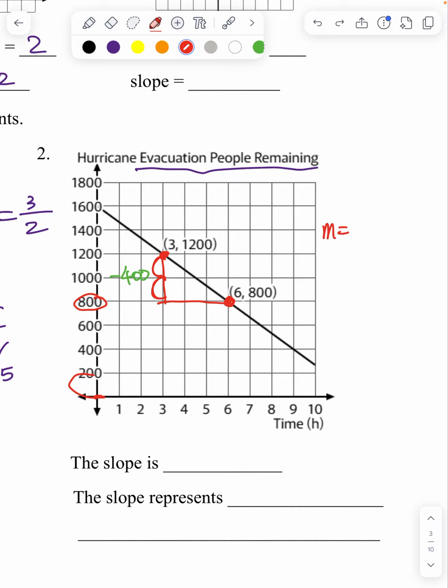Or I can put the negative in front. The slope is negative, right? Negative 400. What's the run? Okay, look at the bottom. Bottom is hours, right? Time. Oh, each box represents 1 hour. So 1 hour, 2 hours, 3 hours. So this is 3. So the slope is negative 400 over 3. We can't reduce this, because 400 cannot be divided by 3, and they don't have a common divisor, right? So this fraction cannot be reduced.